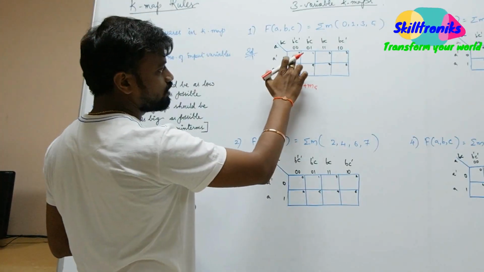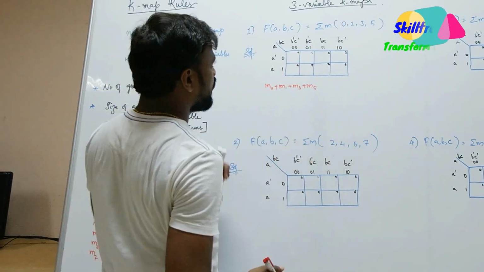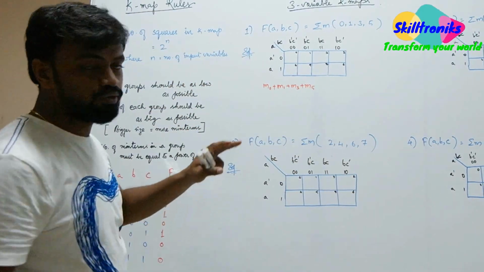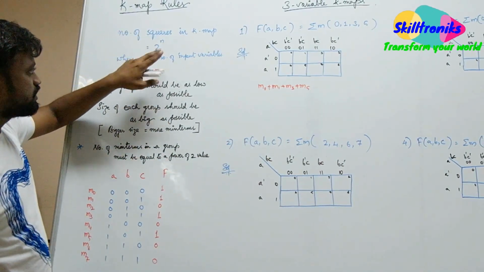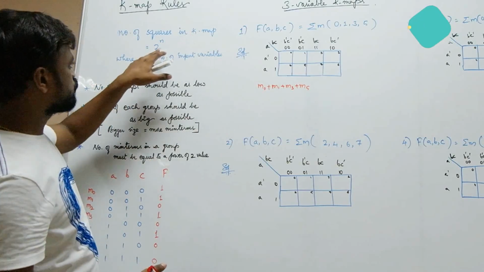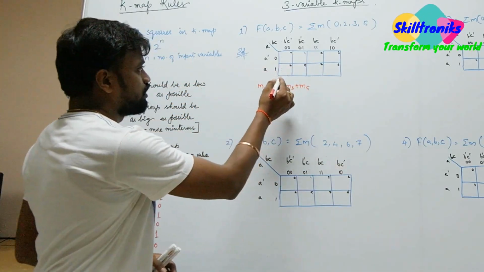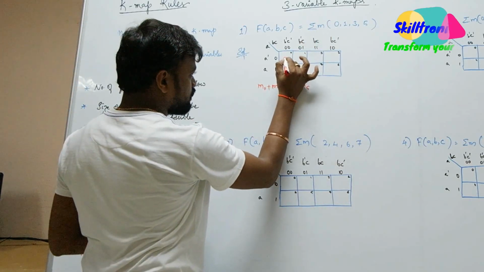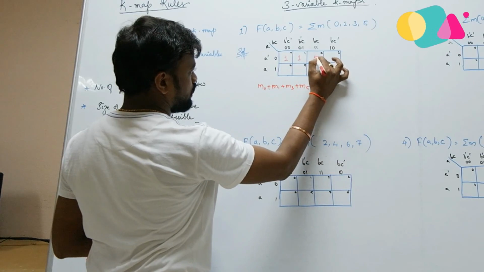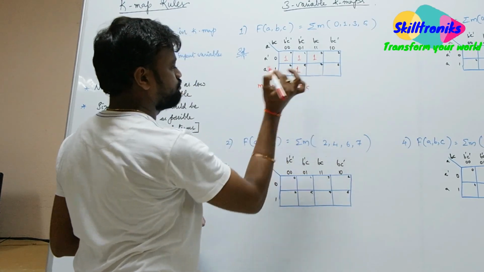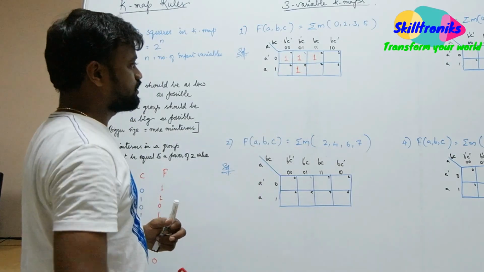The minterm numberings are already assigned to every square here, and as this is a 3 variable K-map, we require 8 squares according to the formula 2 power n, where n is the number of input variables. In this case n is equal to 3, so 2 power 3 is equal to 8, the number of squares for our K-map. Now I am mapping the minterms m0, m1, m3 and m5. Now we have 4 ones.